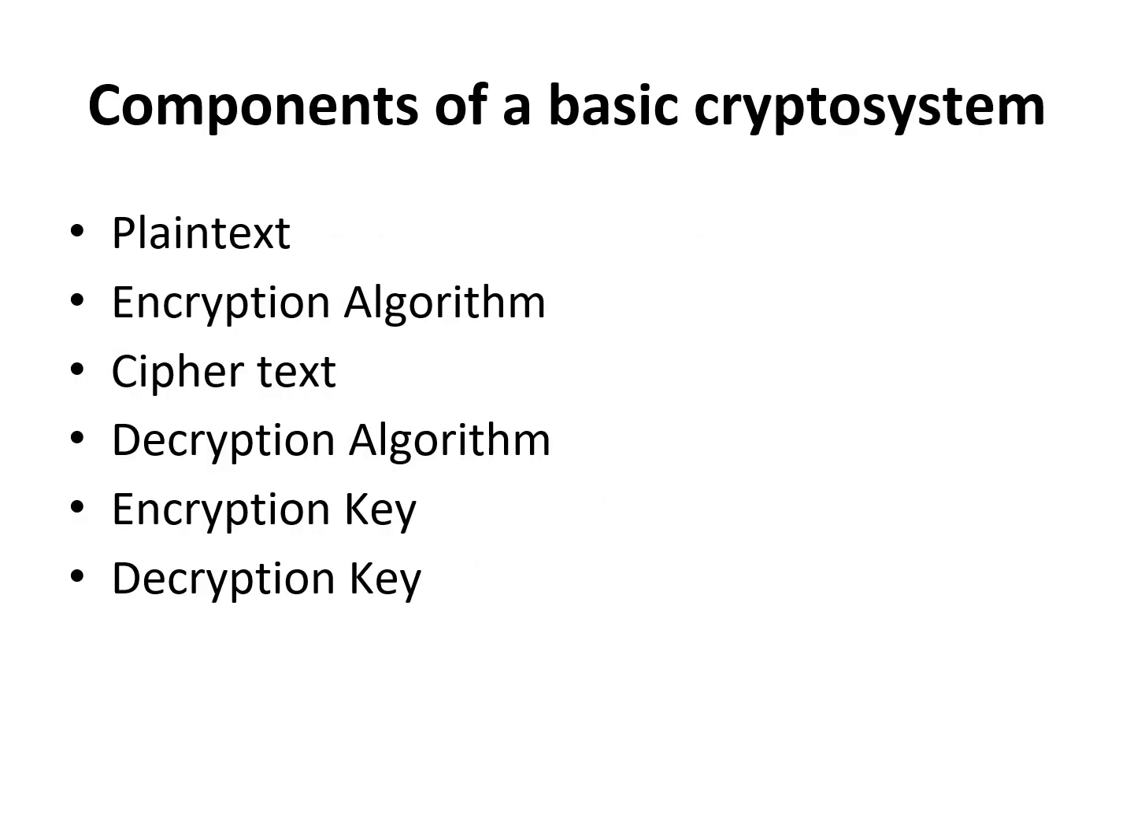What are the components of a basic crypto system? Plain text, ciphertext, encryption algorithm, decryption algorithm, encryption key and decryption key. As usual, plain text is the original message created by the source, and before sending over the network, the plain text is converted into a ciphertext. For that, we apply some algorithms, called encryption algorithms. In order to apply these algorithms, we need a key to process the algorithm. That key is called the encryption key.